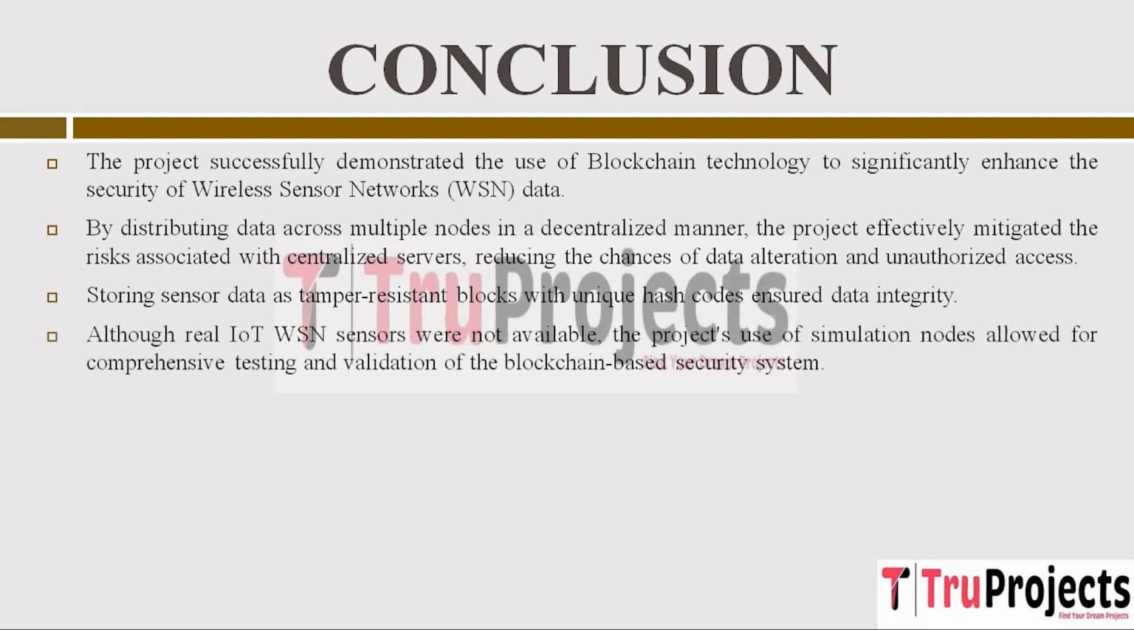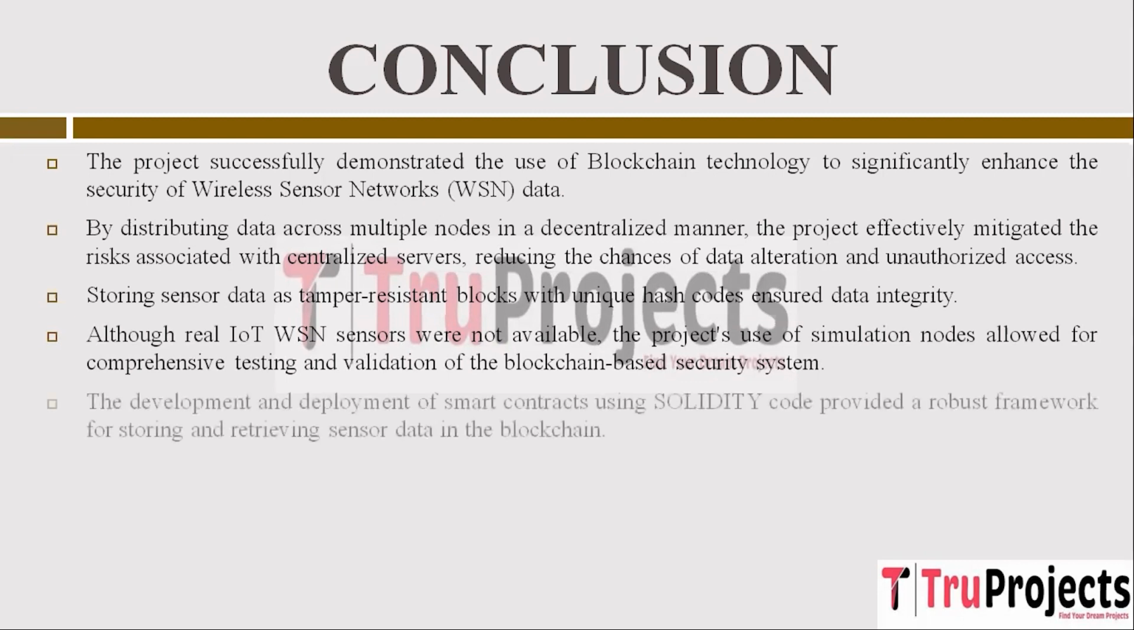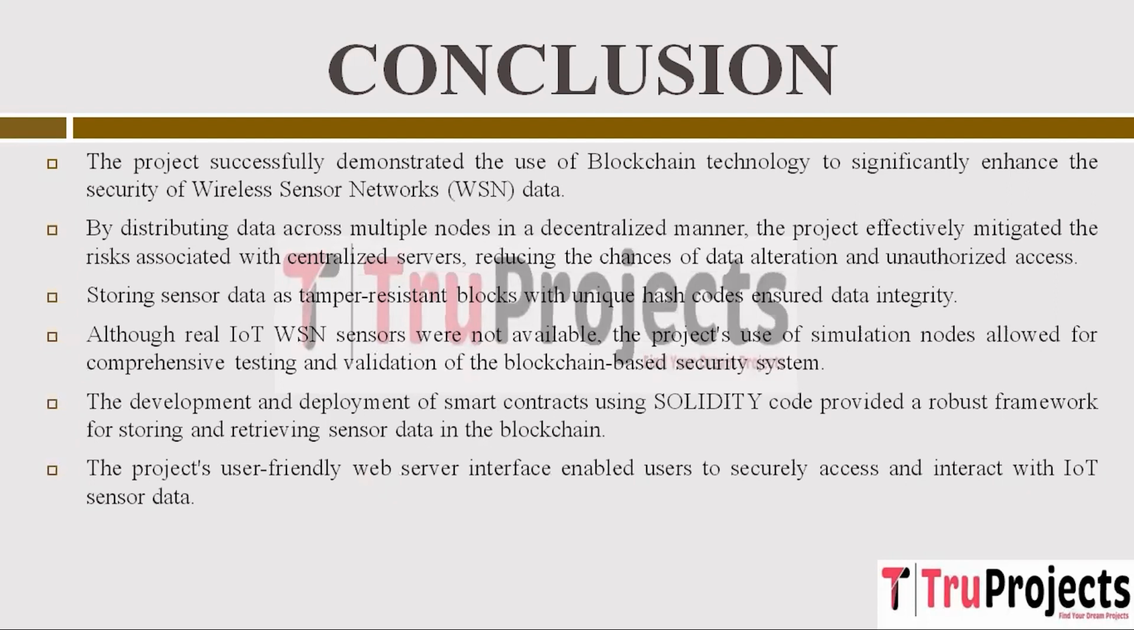Data was stored securely as tamper-resistant blocks, each equipped with a unique hash code fortifying the trustworthiness of the information. Despite the unavailability of physical IoT WSN sensors, the project utilized simulation nodes for rigorous testing and validation of the blockchain-based security system. Creating and using smart contracts which were written in Solidity provided a strong structure for handling and getting sensor data from the blockchain. The project's web server interface was designed with user friendliness in mind, allowing users to securely access and engage with IoT sensor data with ease.